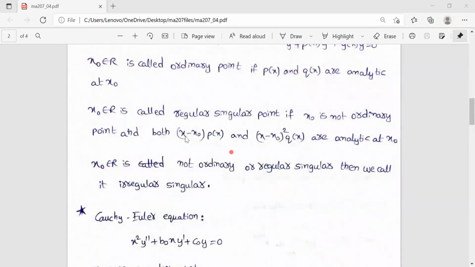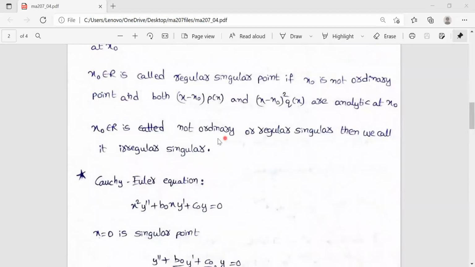This is first order in x minus x naught, and here the power is 2. Then it is called a regular singular point. If both are not applied, then we will call it an irregular singular point.